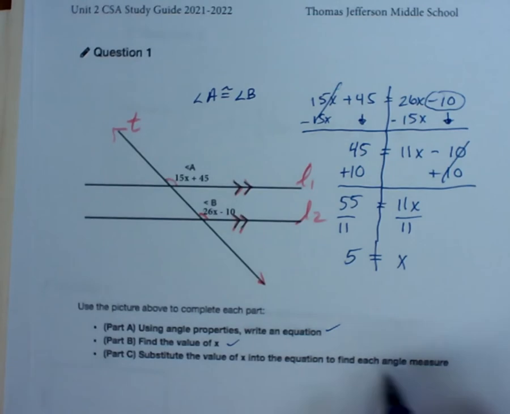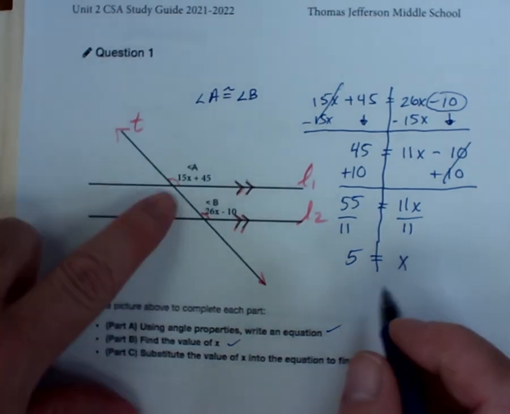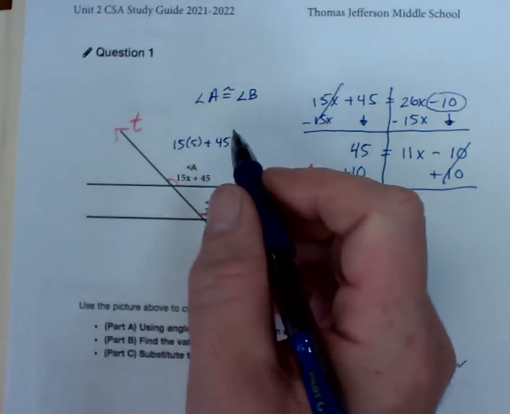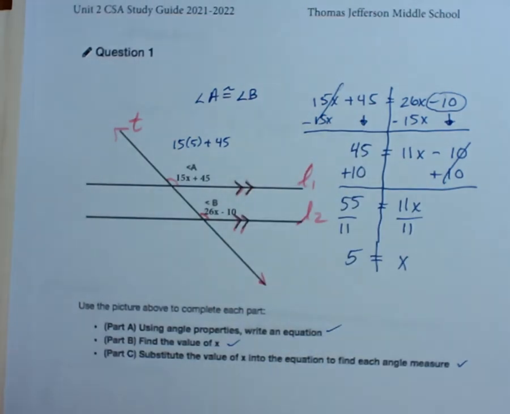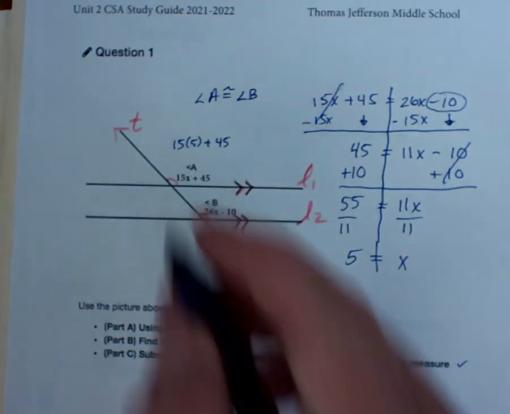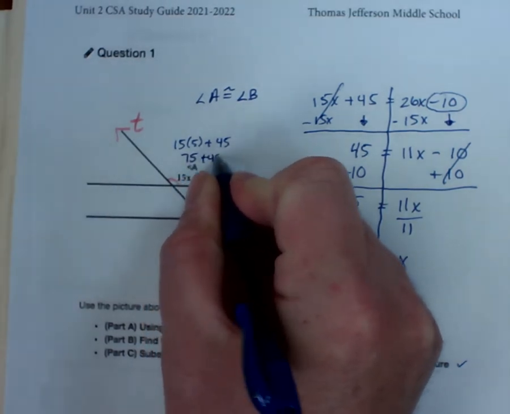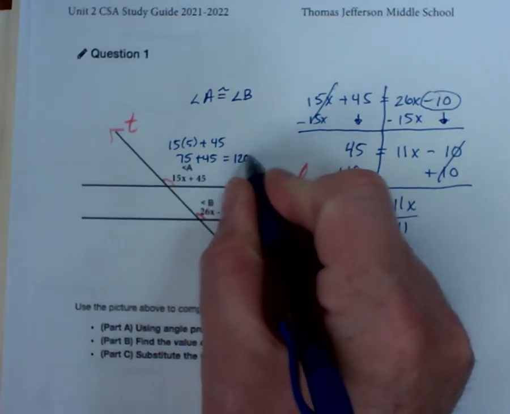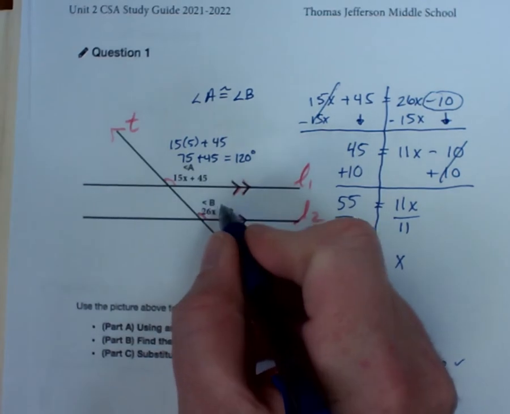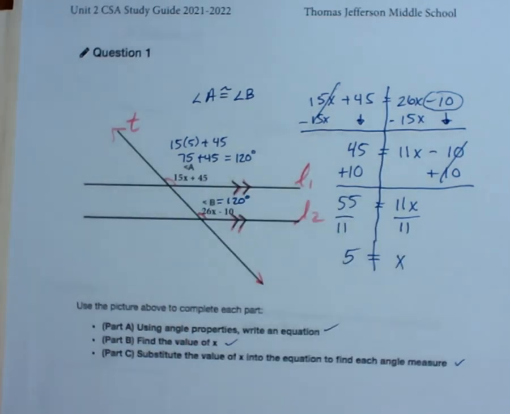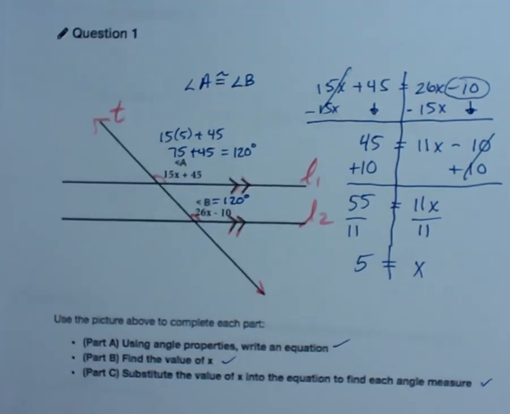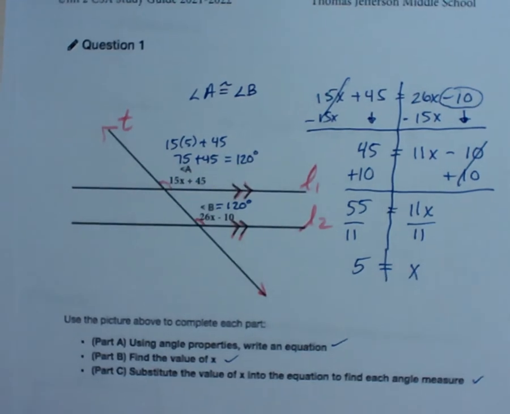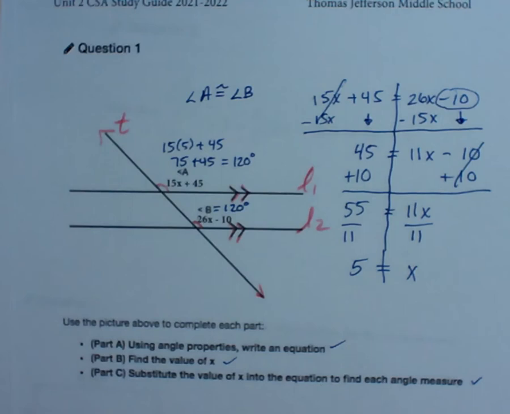And then it says, substitute the value of x into the equation to find each angle measure. Okay, I can do that. So this angle is going to be 15 times 5 plus 45. 15 times 5, I believe, is 75. 75 plus 45 adds up to 120 degrees. And I know that they're congruent, so I know that this angle equals 120 degrees also. This will later be a video, so you can pause it if you missed anything.